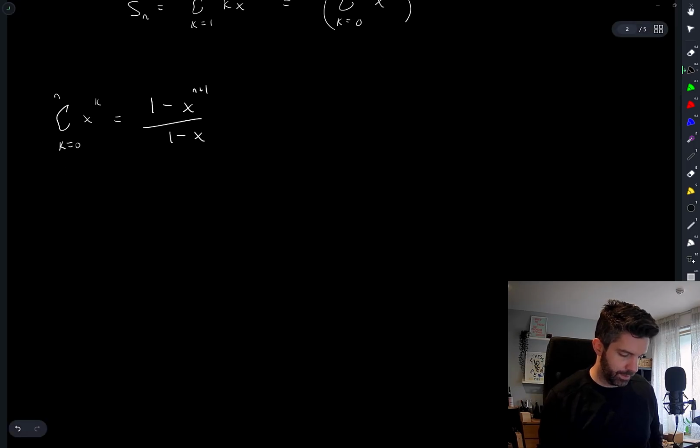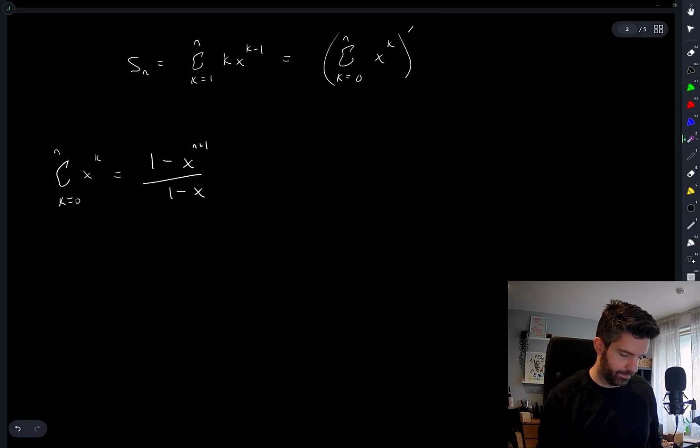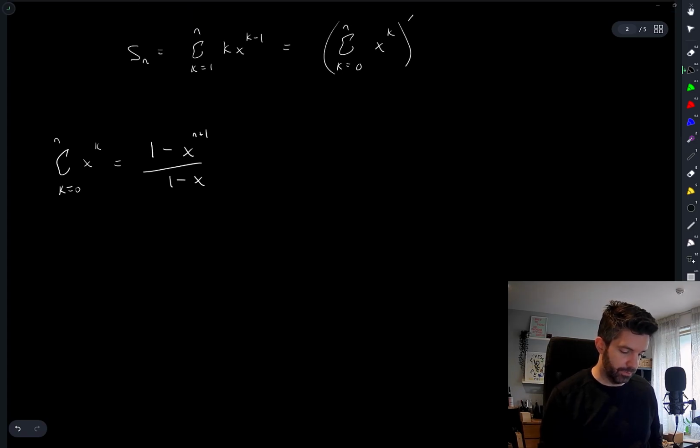Let's plug in a couple values of n and make sure this works. When n is equal to 0, I get 1. That's correct. That's probably the only one I need to try. When n is equal to 1, I have 1 minus x squared over 1 minus x, which is equal to 1 plus x. Yeah, this is correct. Okay, so the derivative of this, let me call this f sub n of x.